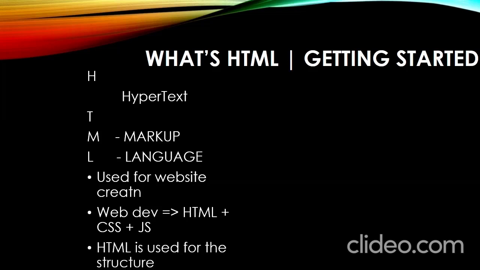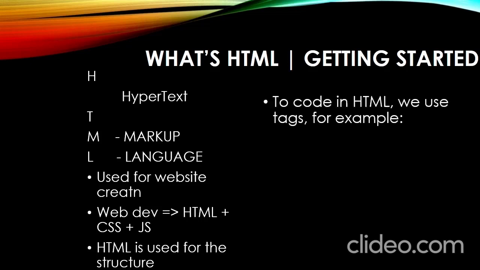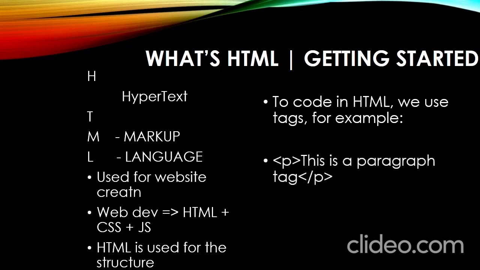HTML is used for the structure of the website, and we'll understand what this means once we get to the code. To code in HTML, we use tags. For example, this is a paragraph tag. The less than sign, inside we have a P, and then the greater than sign, that is the opening tag, and then we have the text that will appear inside the paragraph. This is a paragraph, and then we have the closing tag, the less than sign, the stroke, and then another P and a greater than sign. So this is how we'll be using tags, and we'll be learning more tags in this lesson in a few.